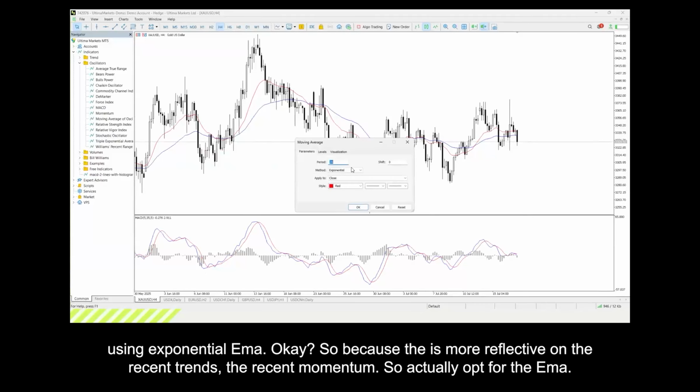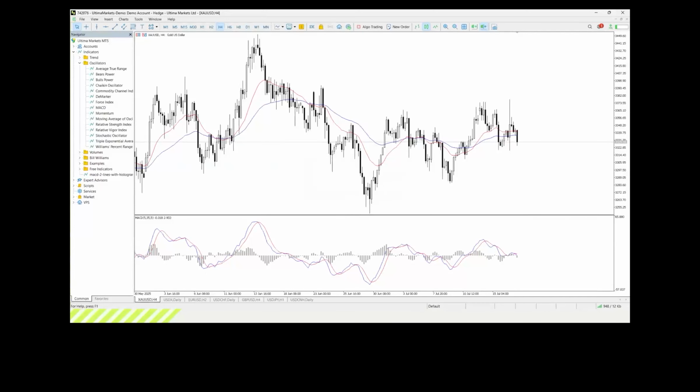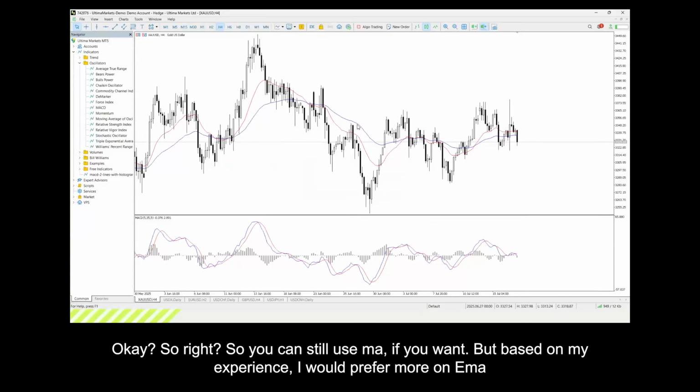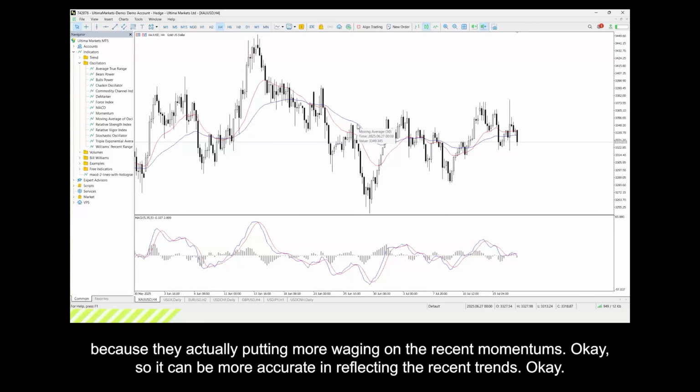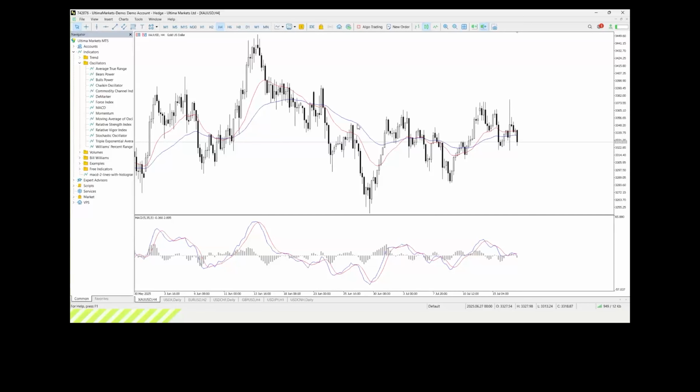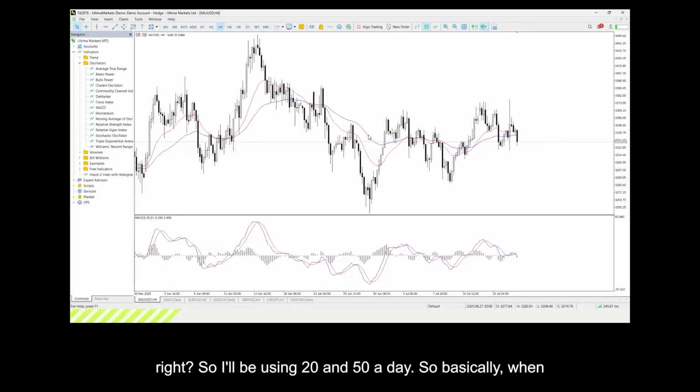I'm using the exponential moving average, EMA, because the EMA is more reflective of the recent trends and recent momentum, so I'll opt for the EMA. You can still use the MA if you want, but based on my experience I prefer the EMA, because it puts more weighting on the recent momentum, so it can be more accurate in reflecting the recent trends. So I'll be using the 20 and 50 EMA.